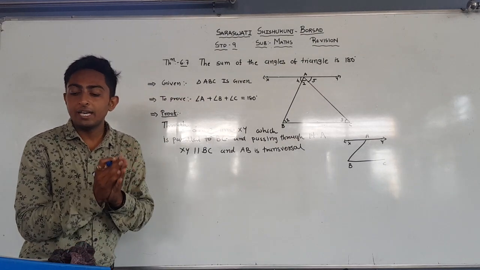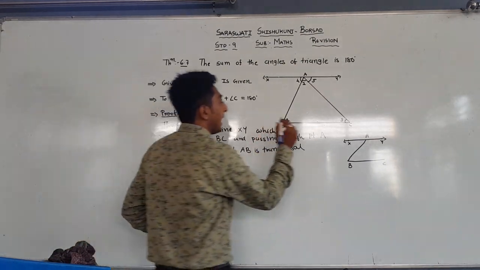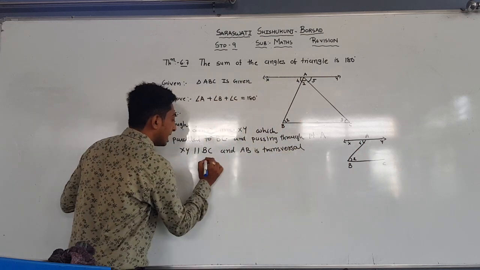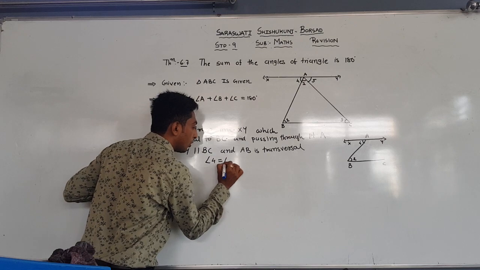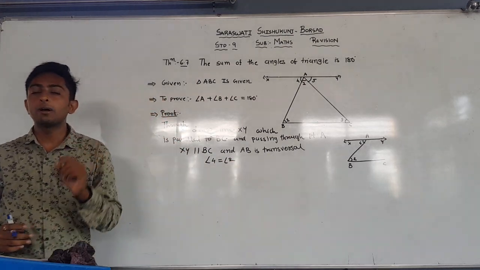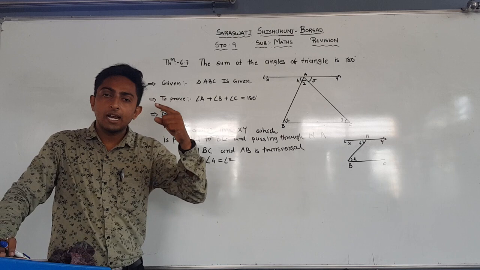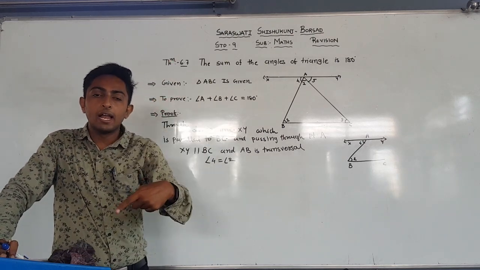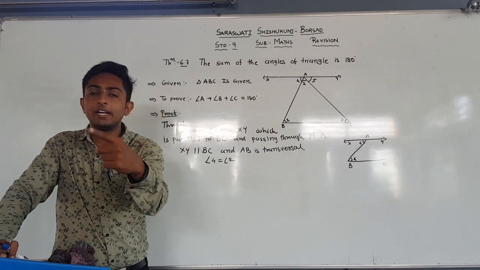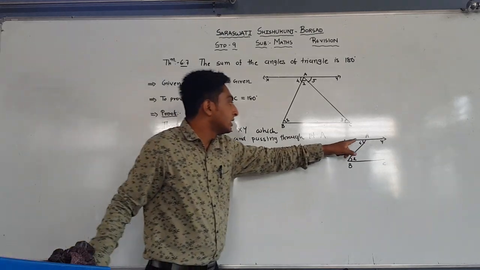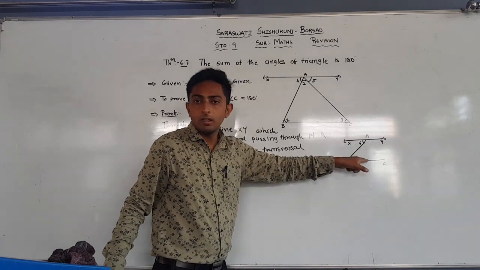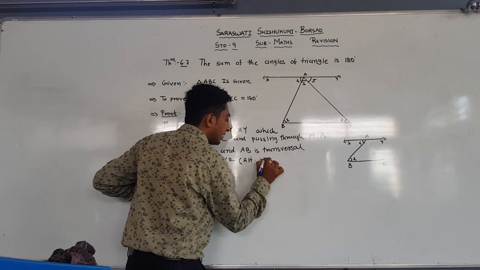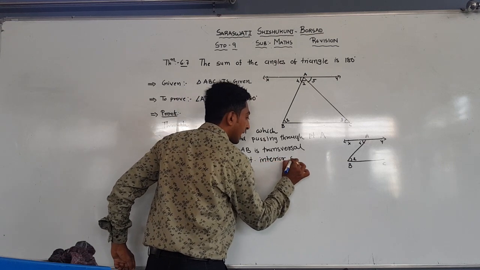Now if it is given that, this is the angle 4 and this is the angle 2. Can I say that angle 4 equal to angle 2? We know the theorem number 6.2: if the transversal intersects two parallel lines, then alternate interior angles are equal. So this is the alternate interior angle. So I have to write here alternate interior angles.